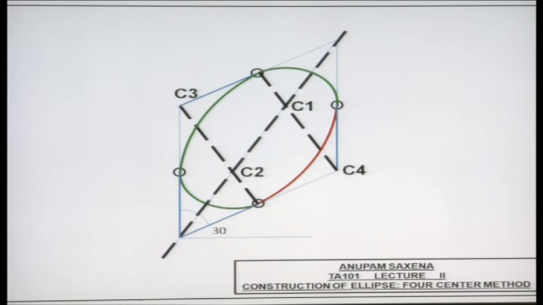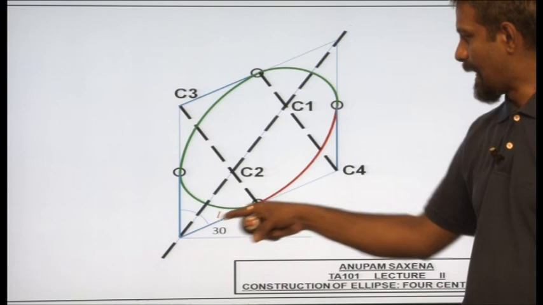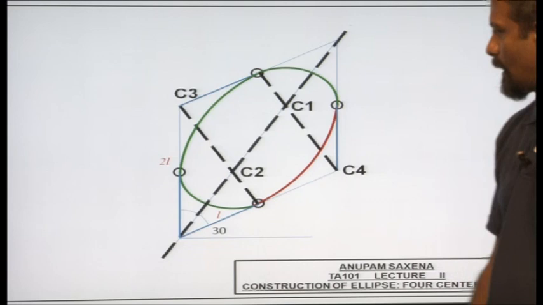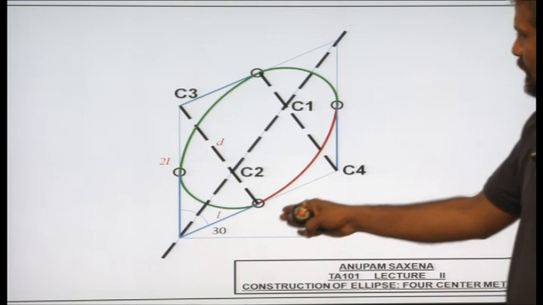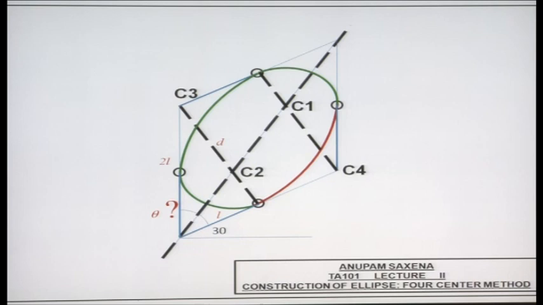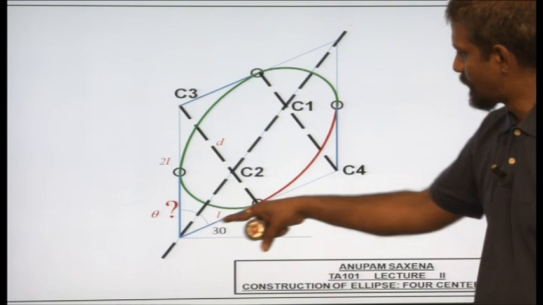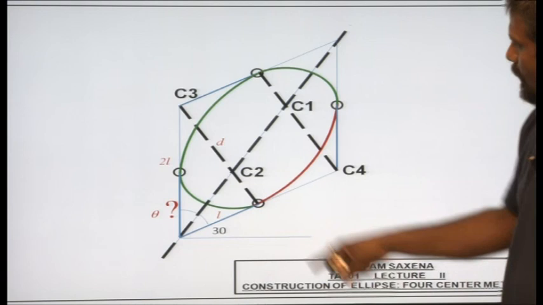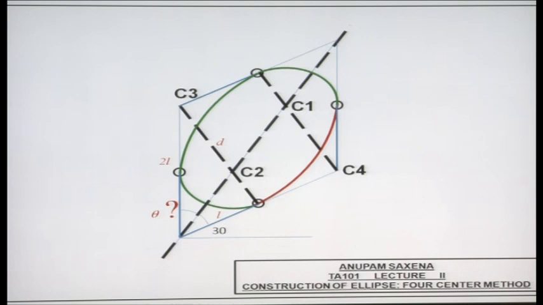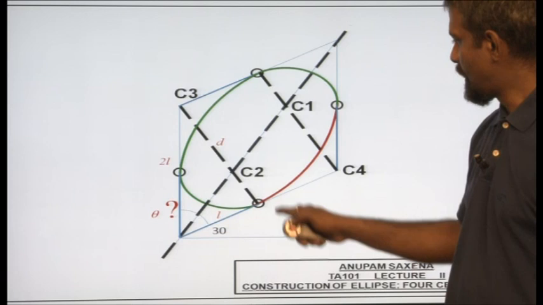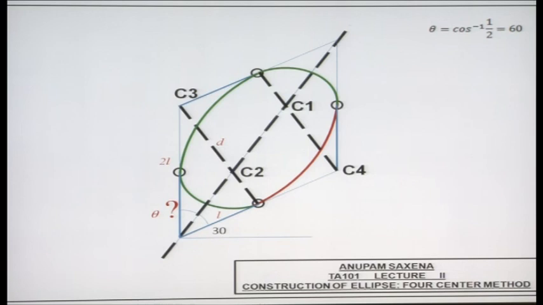figure something out here. This length is, let's say, L. As I said, this is a rhombus, so this length is 2L. Let's assume that this distance is d. Now, what is this angle theta here? If you look at this construction carefully, if you want this arc to be tangent to this line segment here and this line segment here, it so happens that this triangle has to be a right angle triangle. So the cosine of this angle will be L over 2L, or theta would be the arc cosine of half, which is 60 degrees.